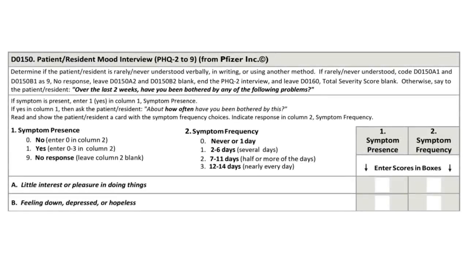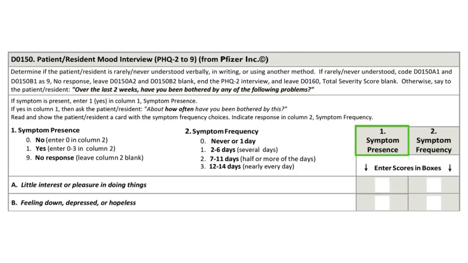The item D0150 is composed of two initial screening questions that must be asked in sequence to assess symptom presence and frequency. The need for further evaluation of a patient's or resident's mood is determined based on their responses to D0150A and D0150B. For each of the symptoms listed on the PHQ-2-9, the interviewer must ask the patient or resident, "Over the last 2 weeks, have you been bothered by any of the following problems?" This question is meant to determine symptom presence.